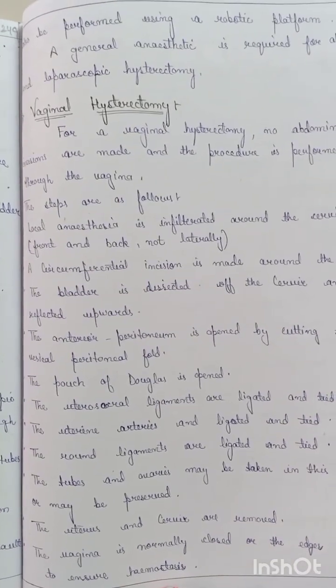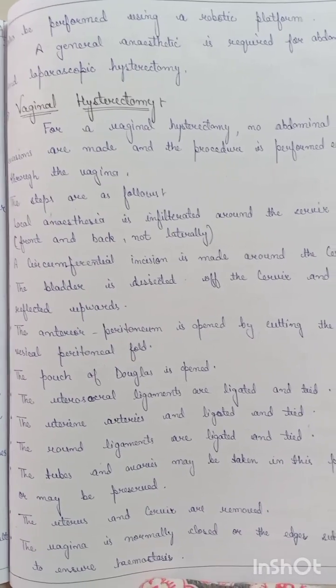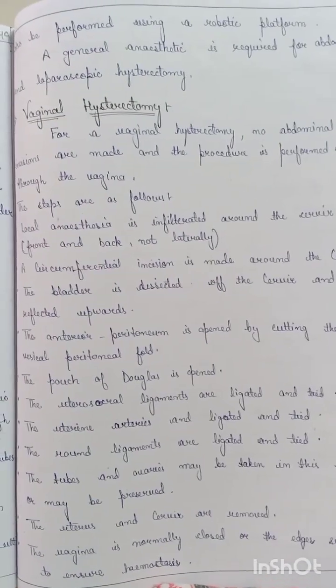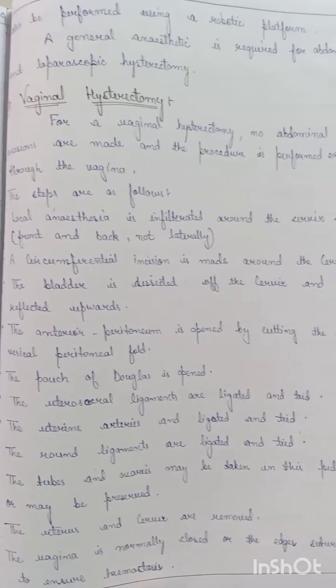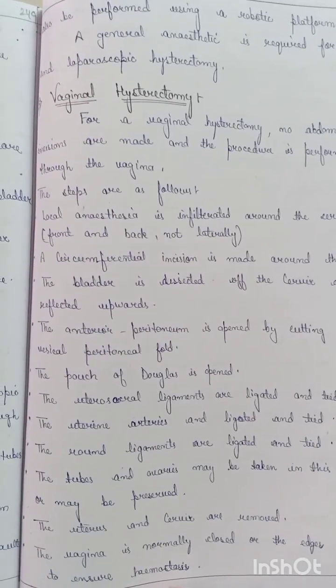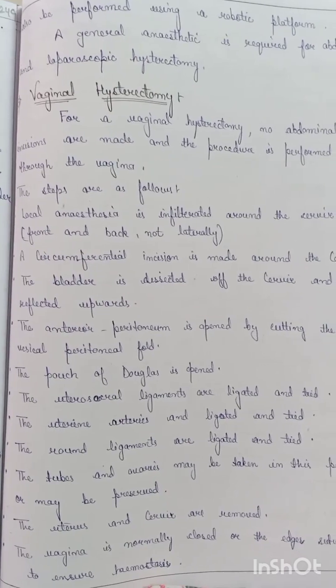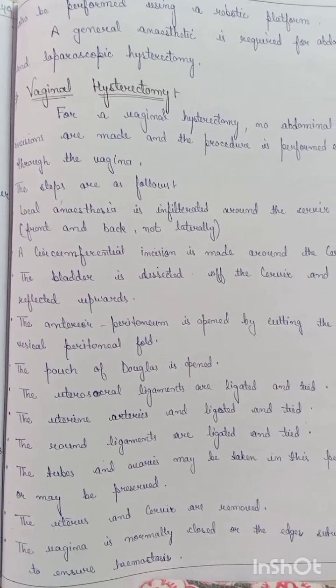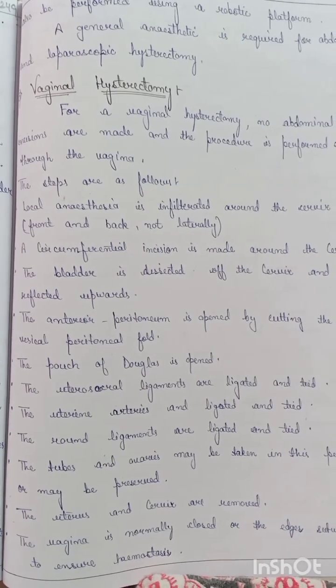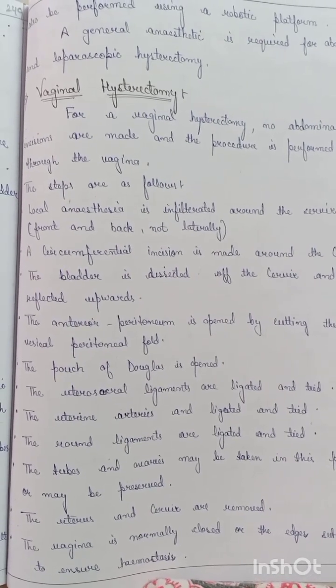Third, a vaginal hysterectomy. For a vaginal hysterectomy, no abdominal incisions are made and the procedure is performed entirely through the vagina. The steps are as follows. Local anesthesia is infiltrated around the cervix. A circumferential incision is made around the cervix. The bladder is dissected off the cervix and reflected upwards. The anterior peritoneum is opened by cutting the uterovesical peritoneal fold. The pouch of Douglas is opened.